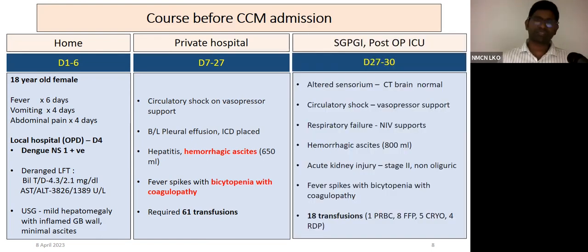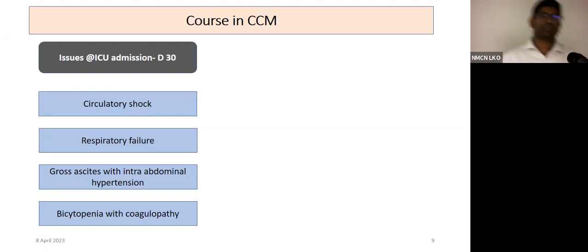And as there was no further improvement, the patient was referred to SGPGI and admitted in the post-op ICU on day 27, where CT brain was done, which was normal, and circulatory vasopressor support was continued. In view of worsening respiratory failure, non-invasive ventilation was initiated, and ascitic tapping showed hemorrhagic ascites, and the patient continued to have fever spikes with bicytopenia and coagulopathy, requiring 18 transfusions in 4 days. The patient was shifted to CCM ICU on day 30.